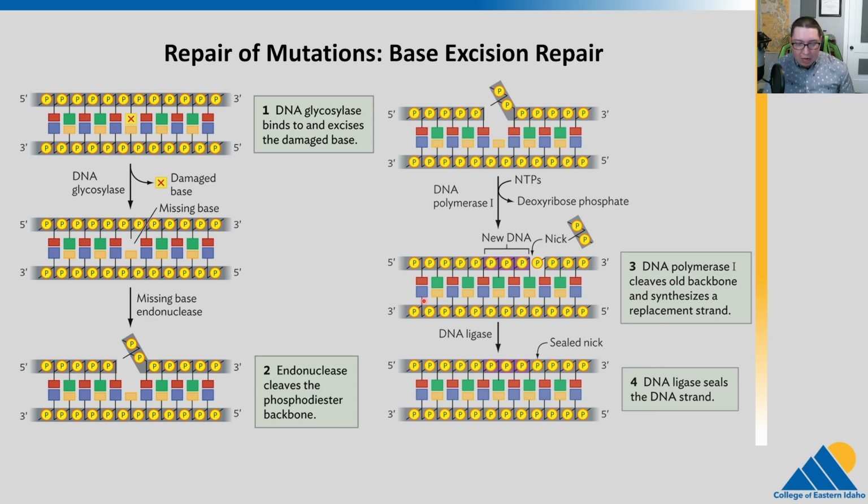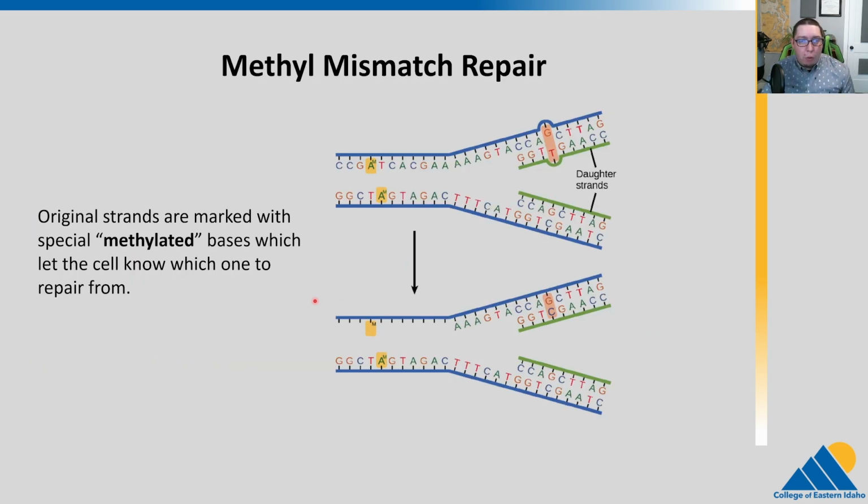Plants, if you go on to take upper level genetics classes, they talk about photoreactivation repair and things like that. Plants kind of have it bad. They have to sit in the sun, so they're constantly exposed to that high energy UV radiation. So they actually have mechanisms of repairing their DNA that we don't have because they have evolved a different lifestyle than us. Different type of repair is called methyl mismatch repair.